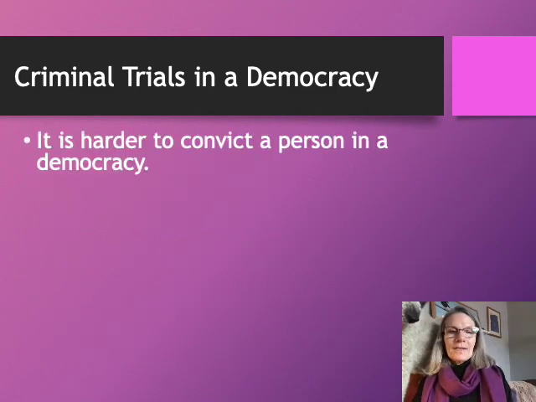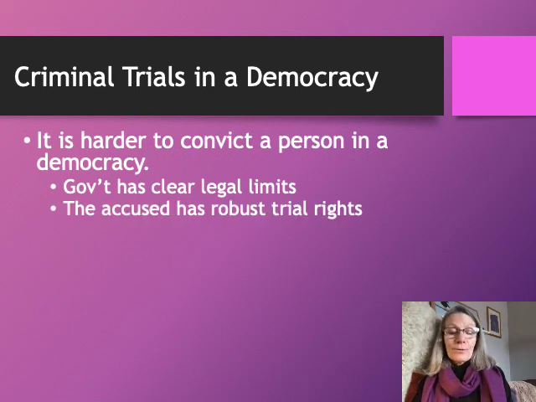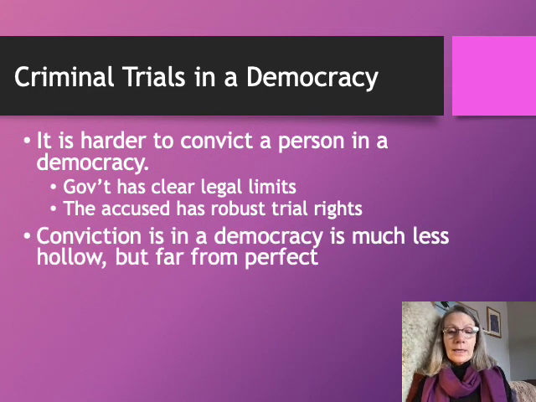Well, it's obviously a lot harder to convict a person in a democracy, in large part because in a democracy, there are clear limits that are placed on the power of the government, and the accused has robust trial rights and other rights that are afforded to those who are accused of crimes. And that's what we're going to be talking about in this lecture. And so in a democracy, conviction is much less hollow, because when somebody is convicted of a crime, then we know that the person accused of the crime has been given certain rights. And also the government can't do whatever it wants in order to get that conviction.